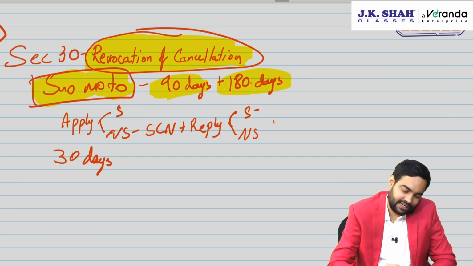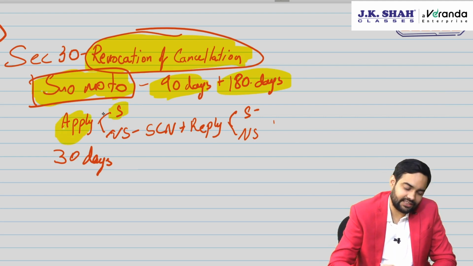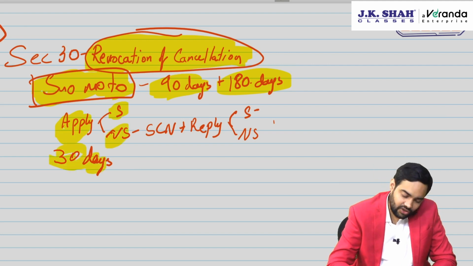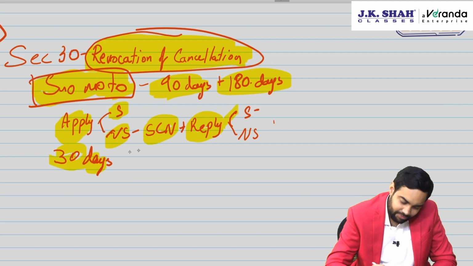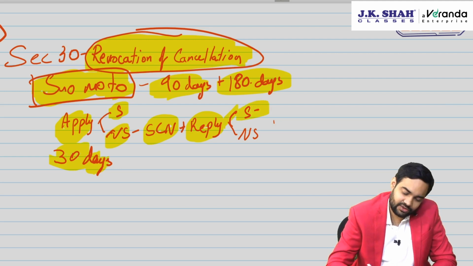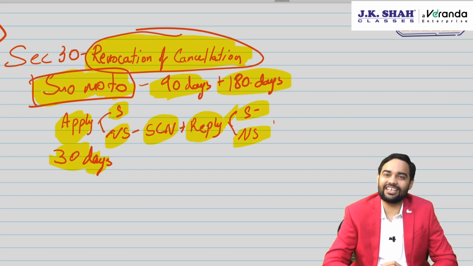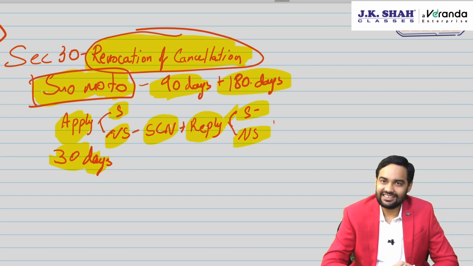Now once I make an application, if officer is satisfied, he will revoke it. Within 30 days he has to revoke it. If he is not satisfied, he will issue show cause notice. I will reply, and from my reply again he will get 30 days to decide. There is no concept of deemed cancellation or deemed revocation of cancellation. Deemed is only there in registration and amendment, no other place.